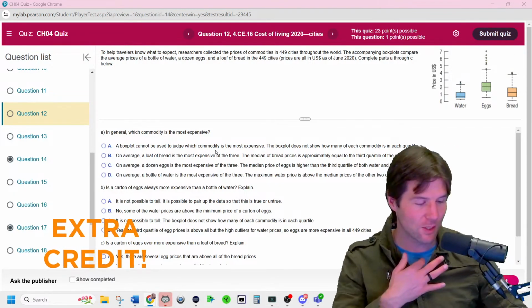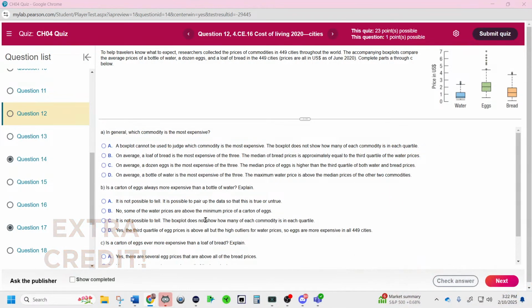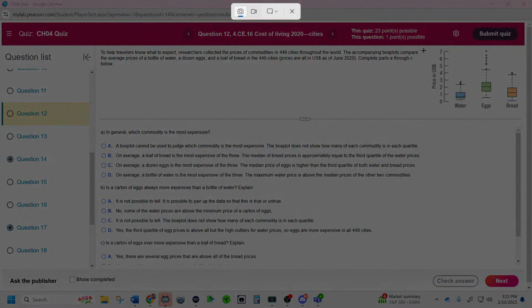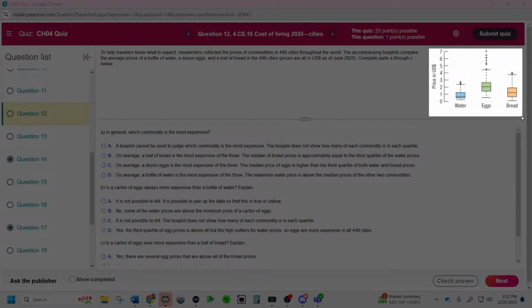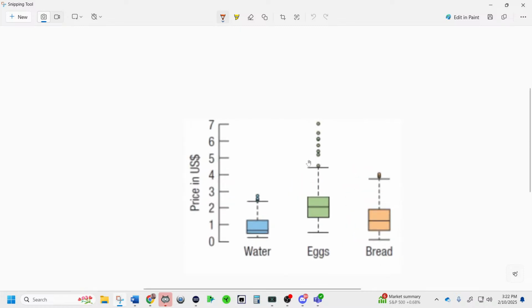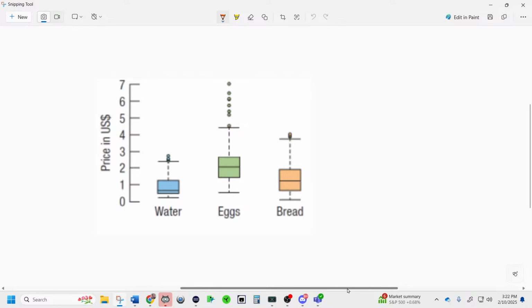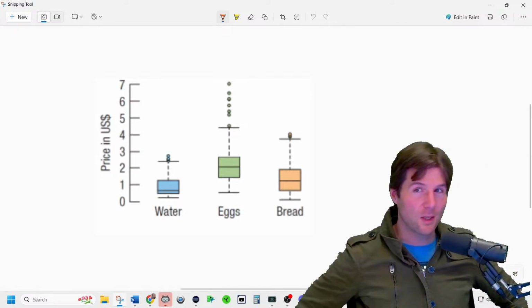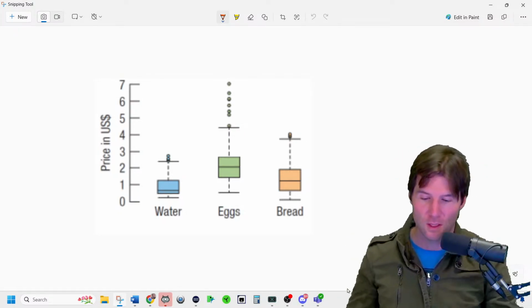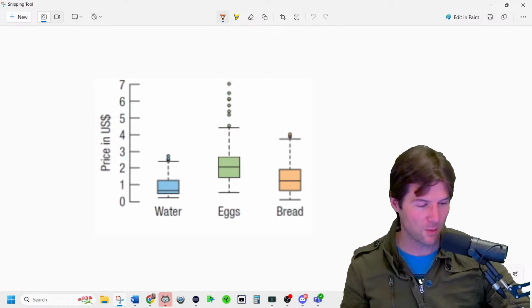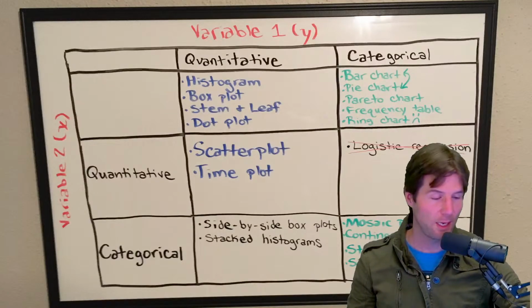So this one right here is comparing side-by-side box plots, which is the visualization of two variables, one being categorical. And is the categorical here X or Y? When you do side-by-side box plots, is the categorical variable X or Y?